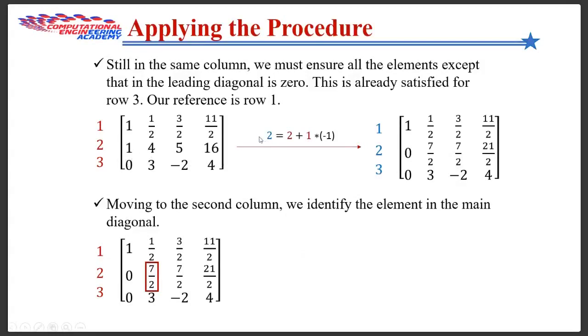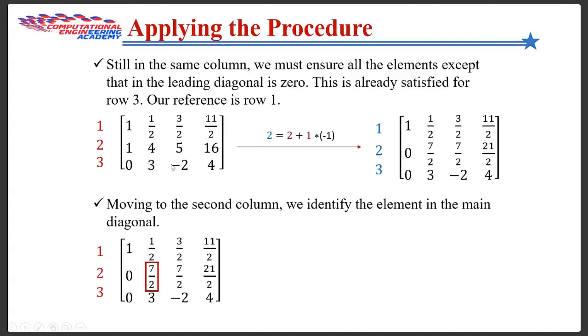So the new row 2 has to be equal to the previous row 2, plus 1 times negative 1. Why? Because we want to make sure that there is 0 here. We don't care about how these other ones will add up. We just want a 0 to appear here. So we will multiply here by negative 1, and then add up so that 0 is the result here. And that is what we have here, right? So we have 1 minus 1, 0; 4 minus half, 7 on 2; 5 minus 3 on 2, 7 on 2; 16 minus 11 on 2, 21 on 2. So that's clear, and we have done another step for this row 1.